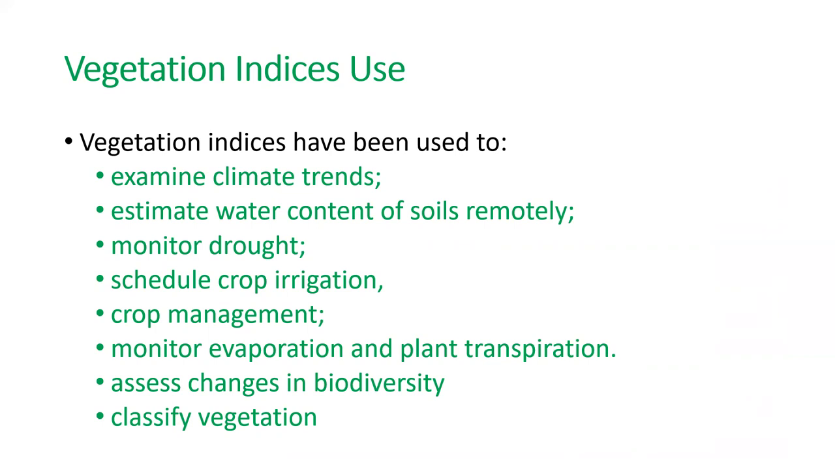By looking at temporal changes, we can determine how big the cities become. Because as time goes on, most of the cities tend to grow, and so the plants will be cut down. So when you look at the land cover by using NDVI, or any kind of vegetation index, you can sense biodiversity, you can sense land cover, and also you can classify vegetation.